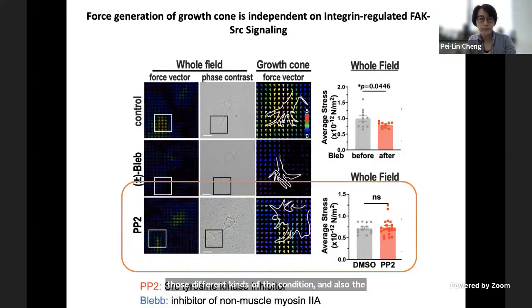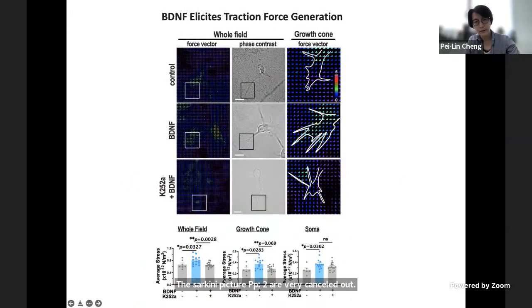The first surprise is that the force generation activity of the growth cone is independent of Src signaling, which indicates that force generation of the growth cone on the soft substrate requires only very minimal focal adhesion, as the Src inhibitor PP2 barely cancels out the force generation. And the second surprise is that chemotaxis, or the action of the axon guidance factor BDNF, is able to generate force. As you can see, after bath application of BDNF, the overall force generation by the neuron cultured on the soft substrate increased significantly, while inhibition of the Trk receptor cancels the force.